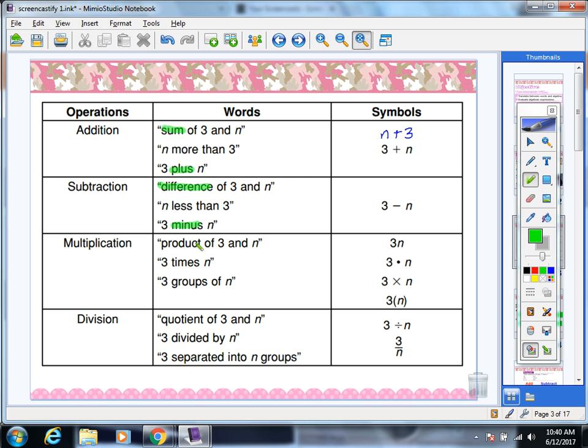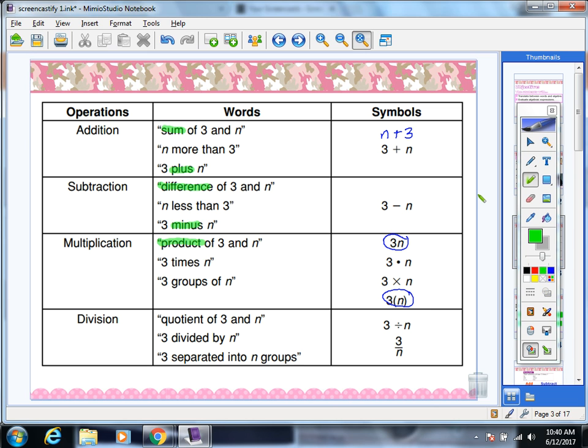Multiplication, the product of 3 and n, 3 times n. Look at all these different ways to show 3 times n. Probably the most important ways would be 3n or 3 parentheses n, 3 times the quantity n. We don't want to use this x very often because there will be a lot of variables in algebra and you will get confused with whether it's the multiplication sign or the variable x.